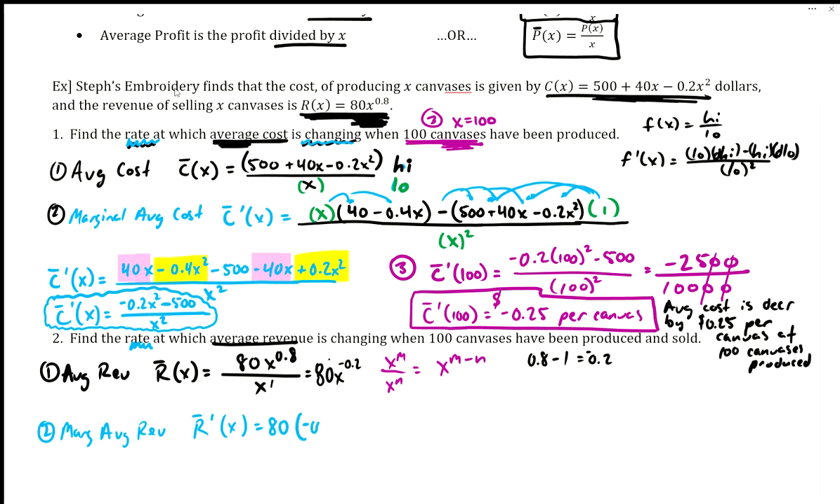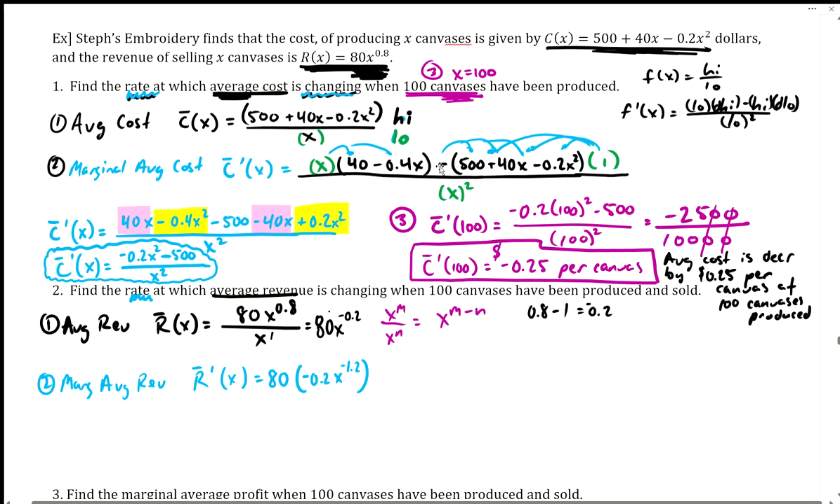And then the negative 0.2 would multiply the front. And then minus 1 from the power would be negative 1.2. Okay, so if you wanted to do the quotient rule, you could. It would give you the same thing eventually. This one's a little nicer, though, a little quicker.